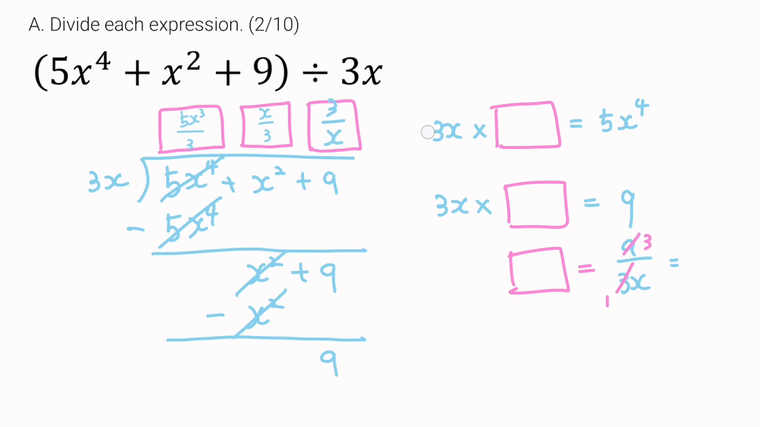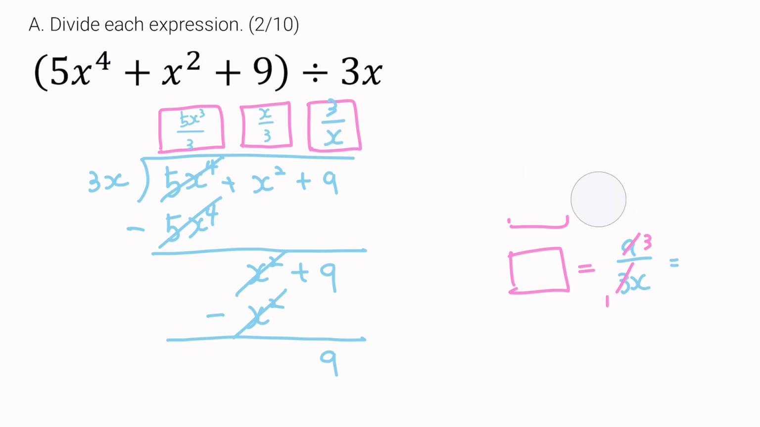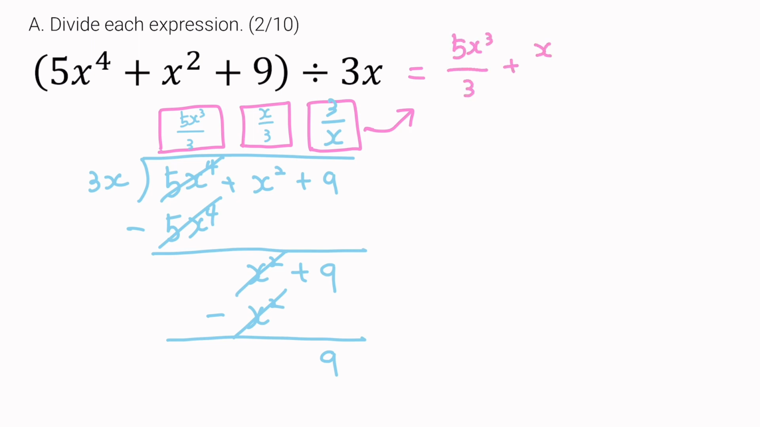All right, so I'm almost done. All there is left for me to do is to combine all the expressions that are in the pink box, and that'll give me my final answer. So the final answer should be equal to, okay, that looks better. 5x cubed over 3 plus x over 3 plus 3 over x. So that's gonna be our answer for this division problem.